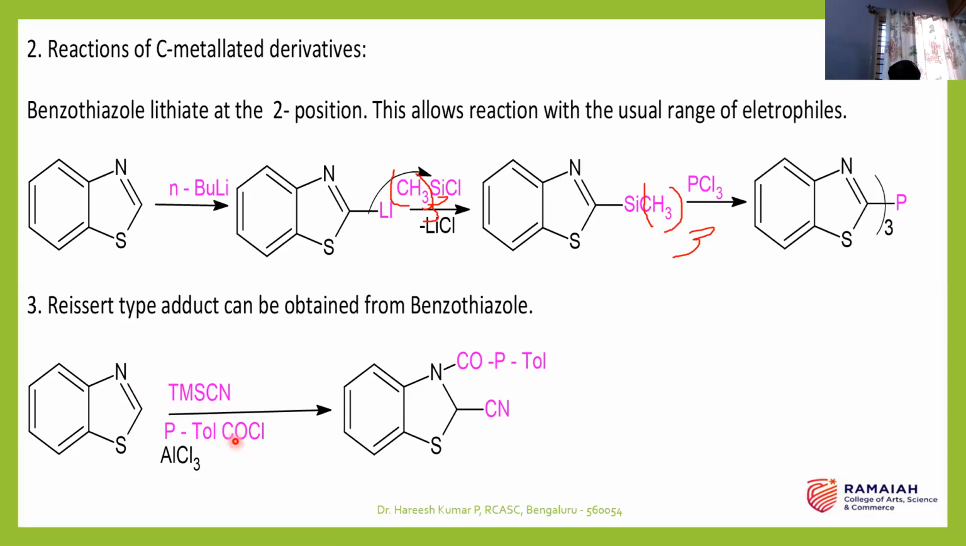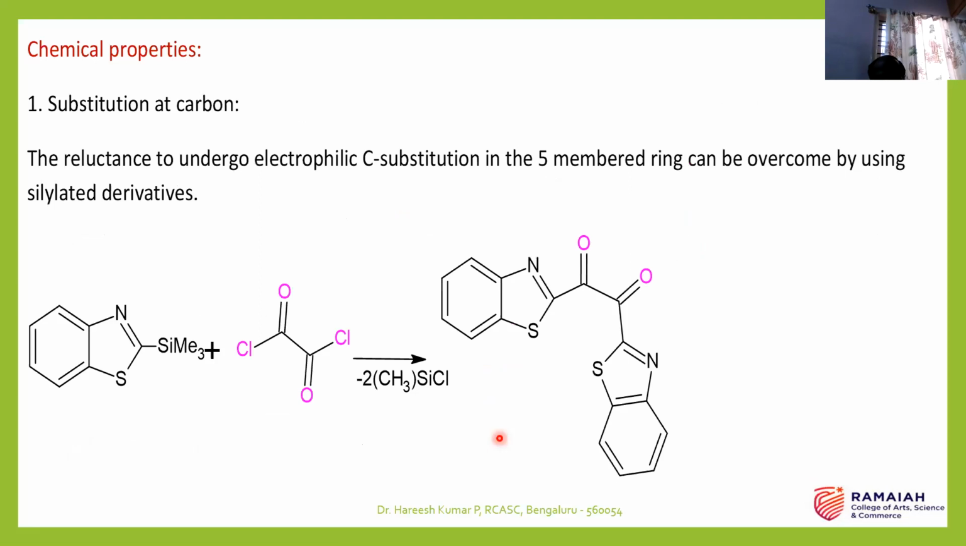tosyl group, PTSCl. Okay, para-toluene sulfonic acid means PTSA, and this is tosyl chloride. Okay, tosyl means toluene sulfonyl chloride. So this is, and now let's go back to the slide.